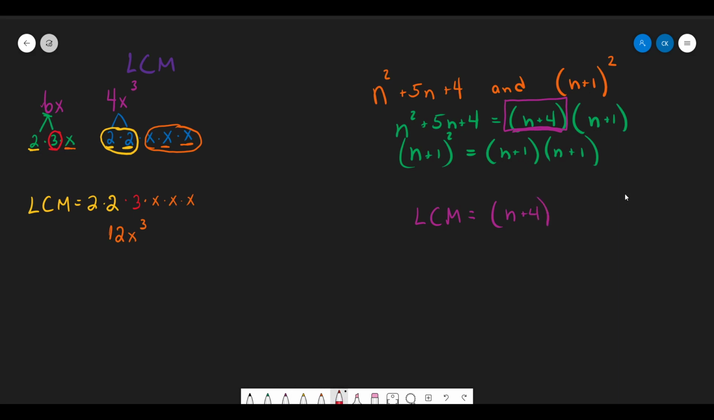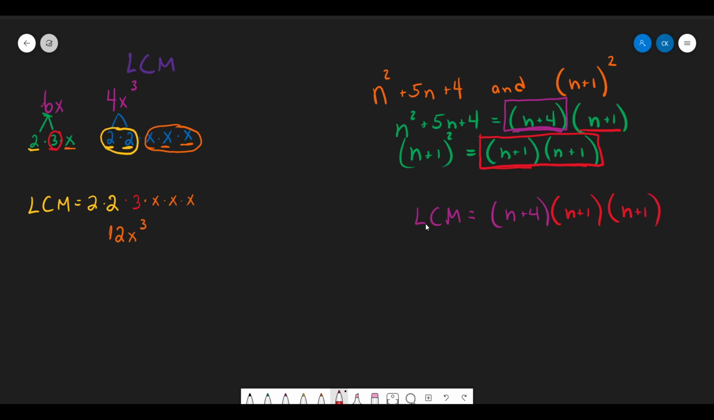Then I'm going to do the same thing. I'm going to look at the next one. I see 1 n plus 1 in the first factor. I see 2 n plus 1s in the second one. Well, again, like we did in this one, we took the one that had the greatest amount. I'm going to take the one that has the greatest amount of n plus 1s, which is the second one, because it has 2 n plus 1s. And I'm going to put them both in my LCM.